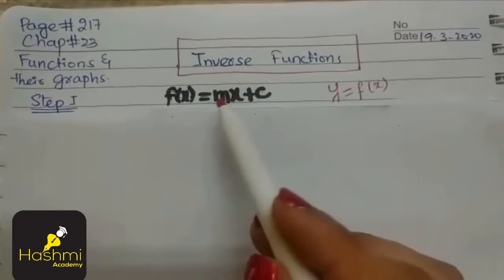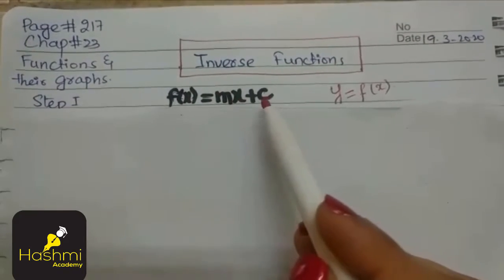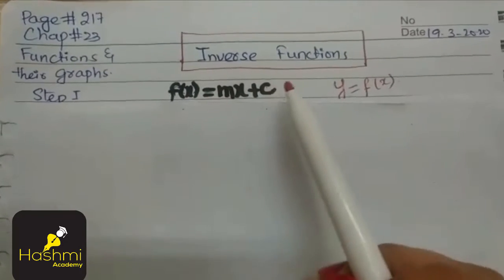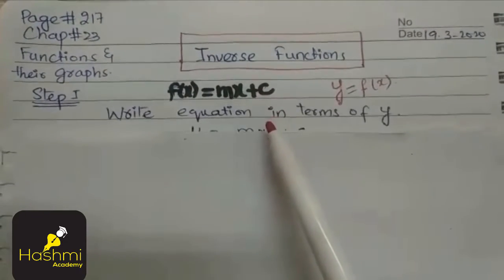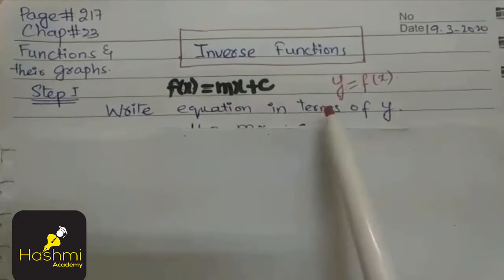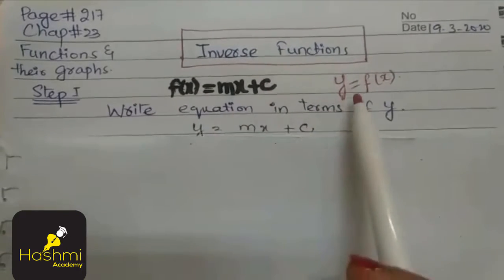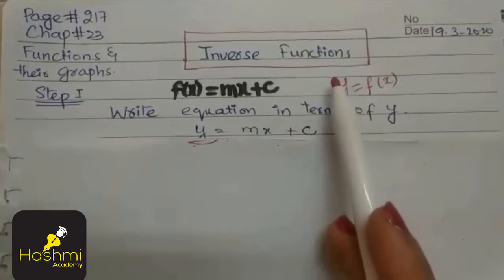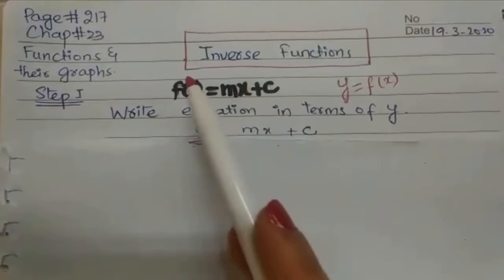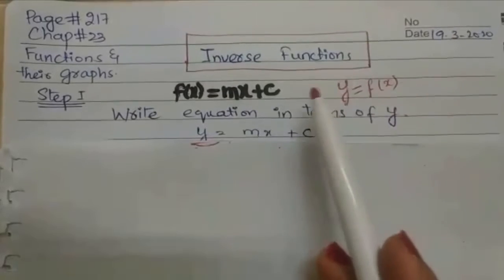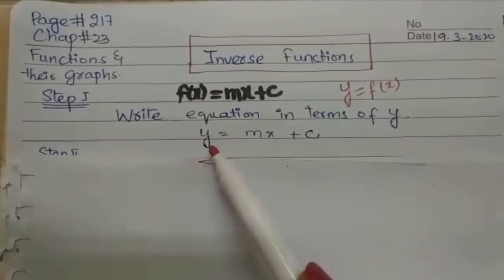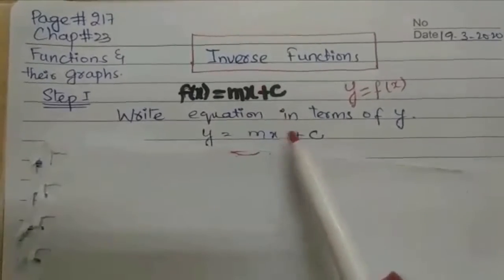So you are given an equation like this: f of x equals mx plus c. Okay, so this is the general representation for the functions. In the first step, we have to write the equation in terms of y and x. You already know that y is equal to f of x, so instead of f of x, now I am going to write y. So f of x is converted into y, and mx plus c stays as it is.